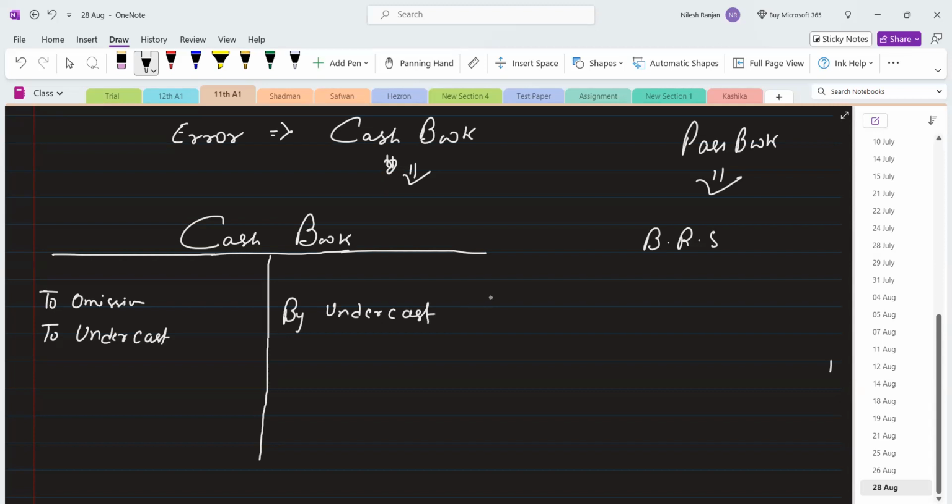Let's say if any amount is written on the wrong side, it should be debited here, 5,000, but it is actually credited on the credit side, 5,000. So it is not written on the debit side. By mistake, it is on the credit side. Then how will you rectify it? You have to write the double amount on the debit side.